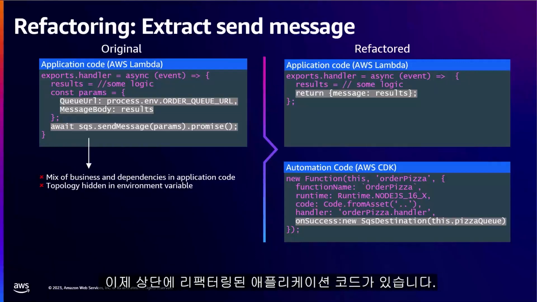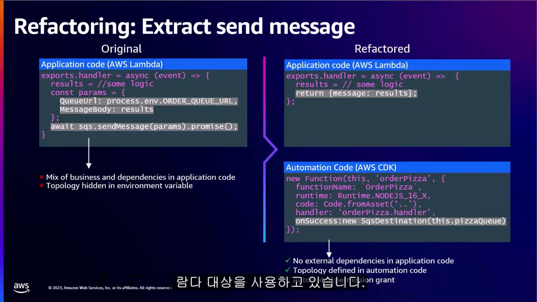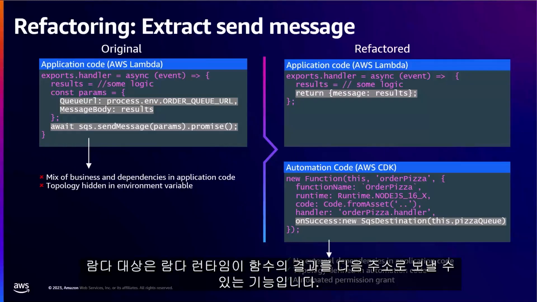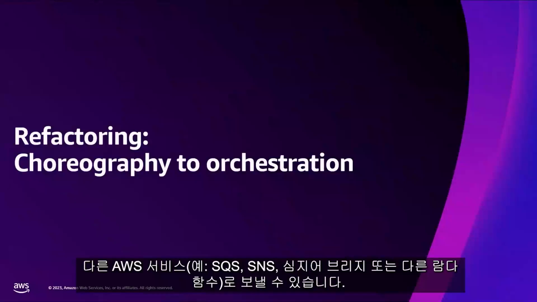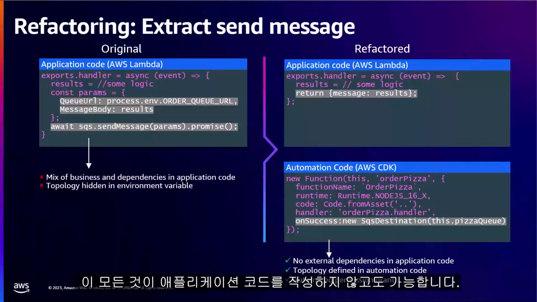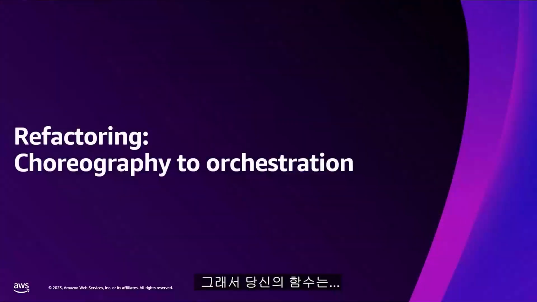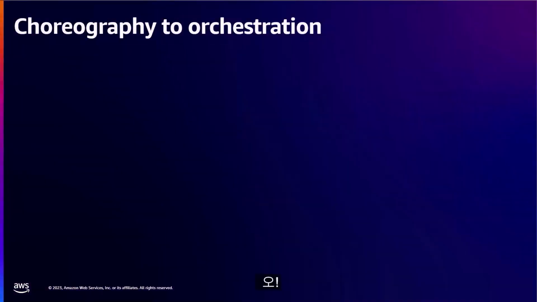On the top is now the refactored application code. It's using Lambda destination. Lambda destination is a feature by which the Lambda runtime can send the function's result to another AWS service like SQS, SNS, EventBridge, or even another Lambda function. And all of this without writing application code.